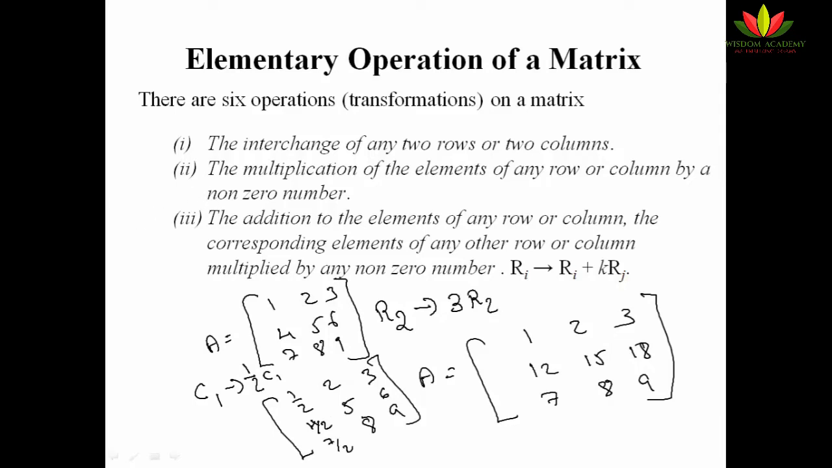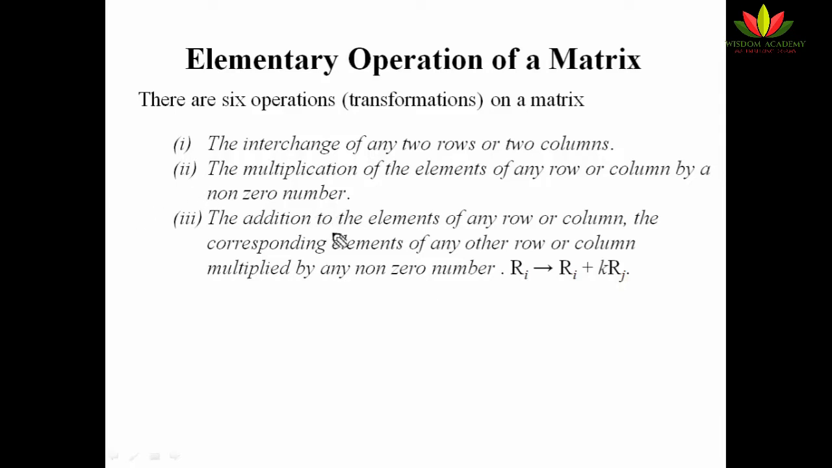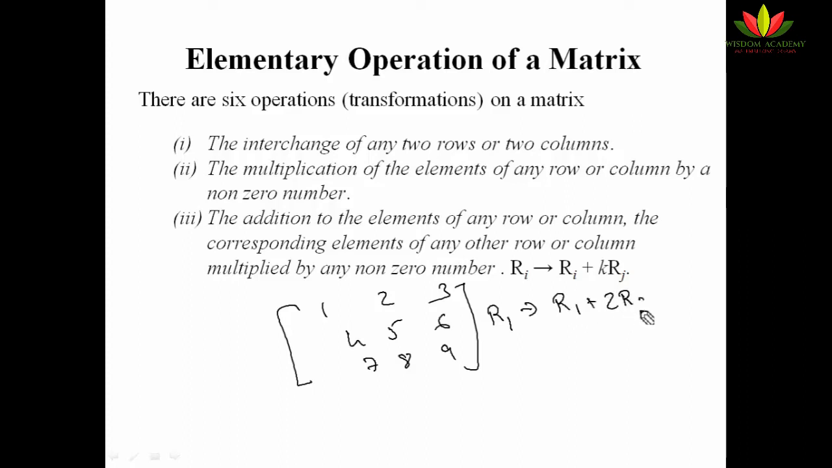Okay, and the third important operation of a matrix is addition of elements of any row or column, the corresponding elements of any row or column multiplied by any non-zero number. That is, if I am having a matrix like this, and I am trying to convert my R1 equal to R1 plus 2R2. What it means is, I am going to multiply R2 by 2, then I am going to add it to R1. So what will be my answer?